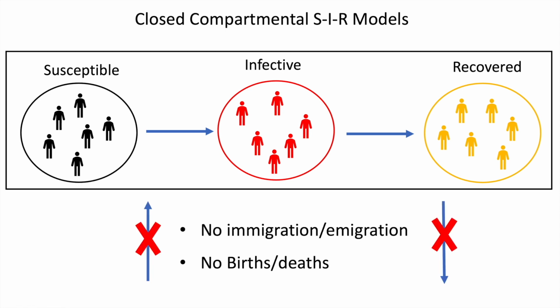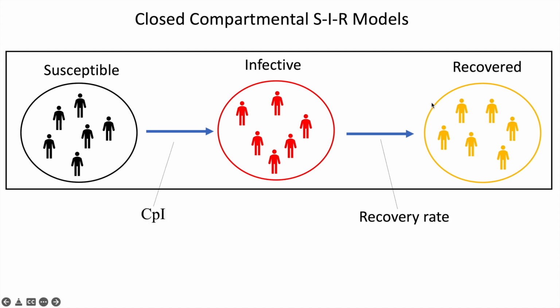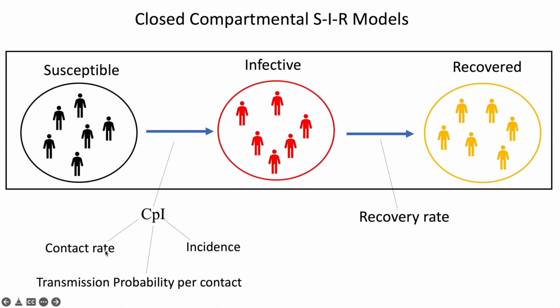So this is a closed compartmental model. I'm going to talk about open ones after, but with a closed population, the major assumptions are no one's coming in or out, so no immigration or emigration, and no births and deaths. So as far as what's used to actually define these rates, the rate of change from the S to the I compartment is defined by CPI, so the contact rate, transmission probability per contact, and incidence of the disease.